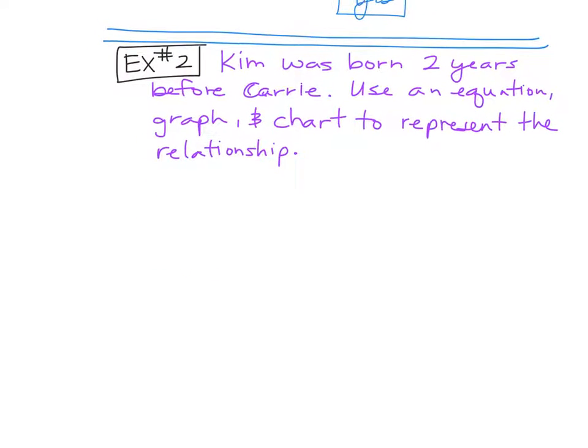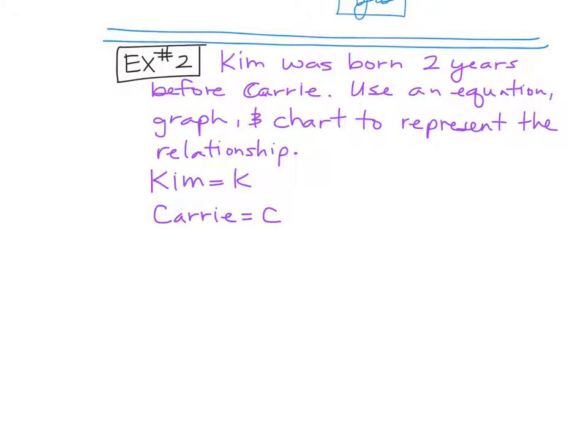I feel like in my brain, it makes most sense to start with the chart. If that's not you, you may start somewhere else, okay? But I'm going to show you how I would process this, how I would go through it and set it up. First of all, we know we're talking about Kim, so I'm going to call her K, and we know we're talking about Carrie, so I'm going to call her C, so that we keep straight who is who.